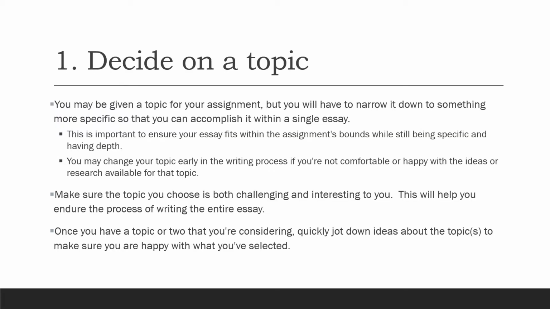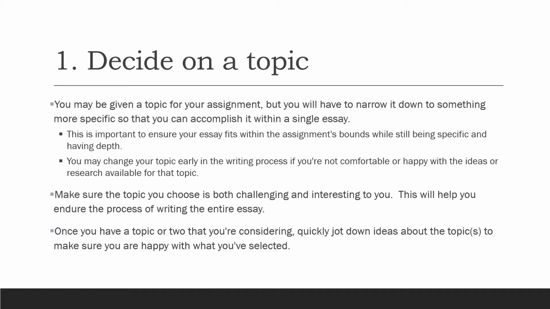The first one is you're going to decide on a topic. In this case, you're going to be given topics, but these topics are going to be quite broad and general. The problem with a broad or general topic is that in order to accomplish the whole thing, it would require you to write pages and pages and pages of a response. So what you need to do is narrow that topic down to something more specific so that you can accomplish it in a single essay.